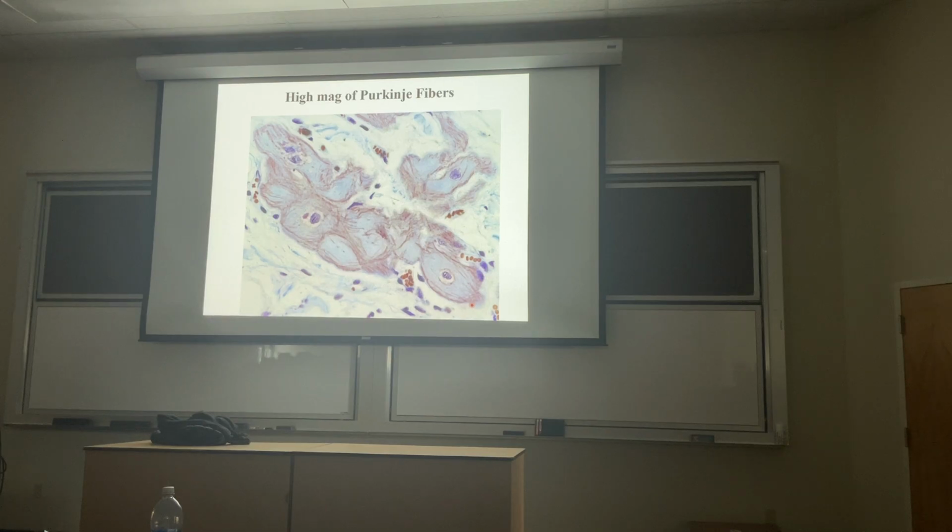In this stain, we see some blood vessels. The red blood cells are stained brown in this stain. So this is a little capillary here. Here's another one. Here's another one.